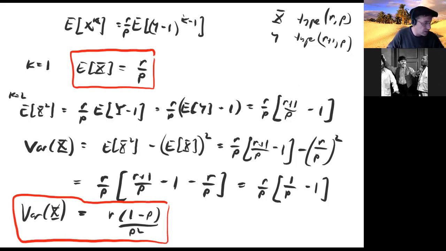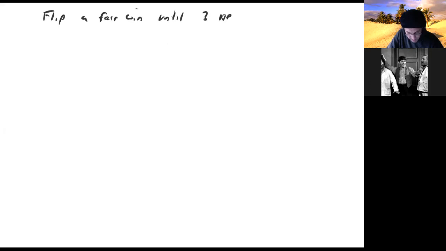Okay, this is a lot of calculation, I realize, but let's just do an example with all of this. Let's see how this works in practice. Let's flip a fair coin. How many flips until we obtain 3 heads? So what's the expected value of X? What's the variance of X? X is the number of flips.